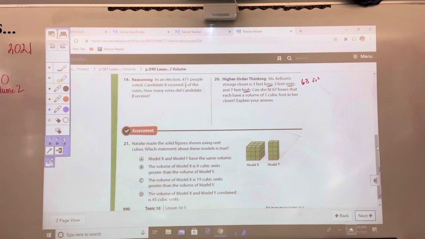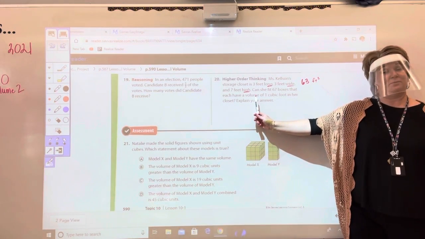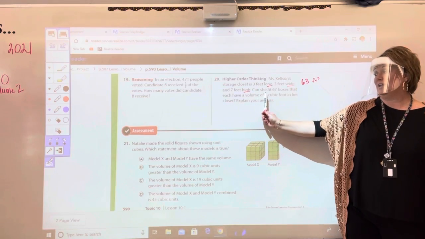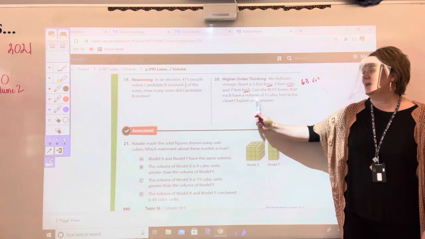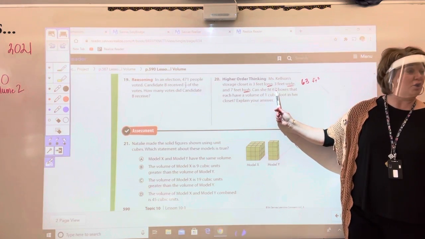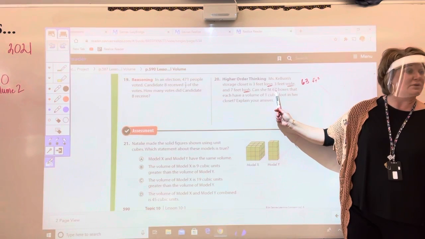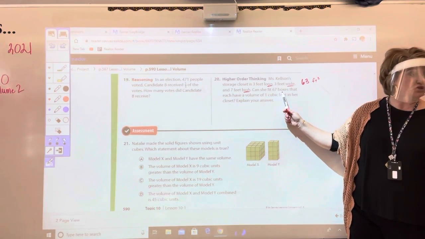Okay, I'm not done. Get your pencil in hand. Here's the big question. Because it doesn't say what's the volume of the closet. Can she fit 67 what? Boxes that each have a volume of 1 cubic foot. So that means they're all exactly 67. Can I put 67 into 63? No.